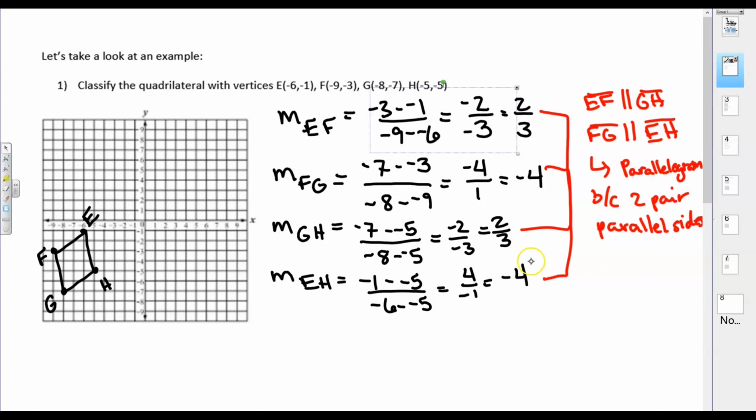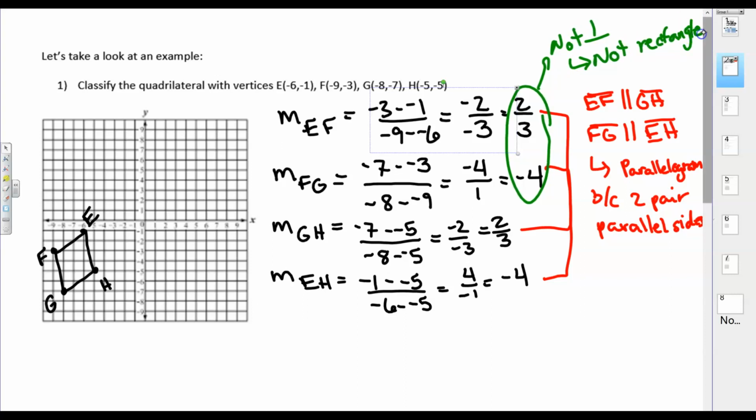I can also look and see here that it's not a rectangle because these sides are not perpendicular. Not perpendicular, so it's not a rectangle. So part of your proof is proving what it's not, right? So what I want to determine now, it's a parallelogram.